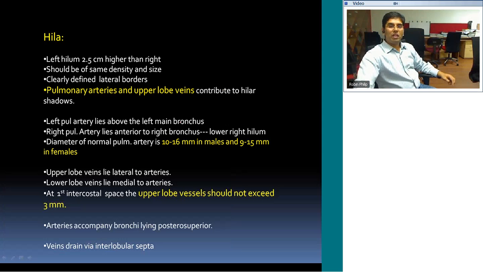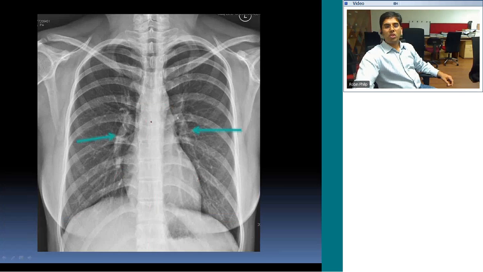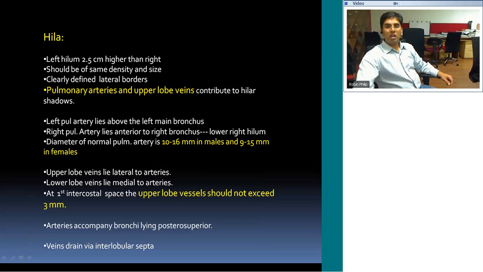The hila, left hilum is always higher than the right, and they should be of the same density, and they should have clearly defined lateral borders. And what constitutes this is the inferior pulmonary artery, in fact, and that is your upper lobe pulmonary veins. These two form the hilum, in fact. So pulmonary arteries and upper lobe veins contribute to the hilar shoulders. So left pulmonary artery lies above the left main bronchus.